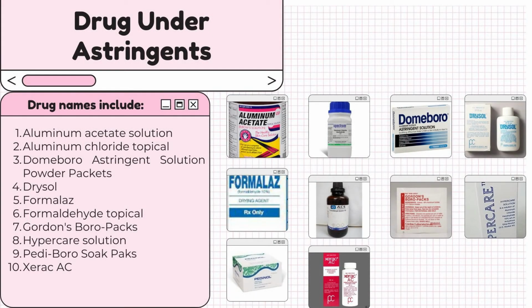Drugs under astringents. Drug names include aluminum acetate solution, aluminum chloride topical, Domeboro astringent solution powder, Drysol, Formalaze, formaldehyde topical, Gordon's Boropak, Hypercare solution, Pedi-Boro soak packs, Cerac AC.